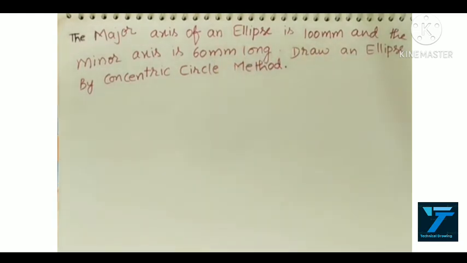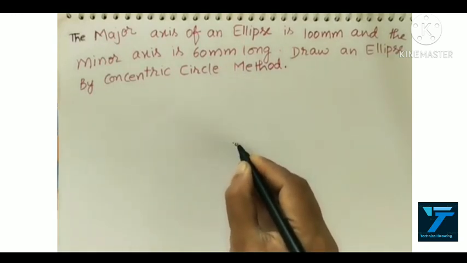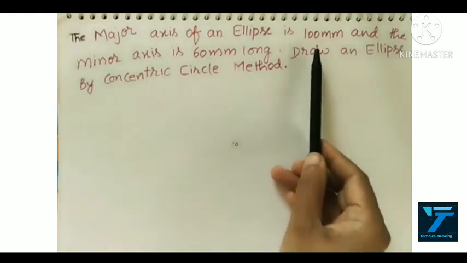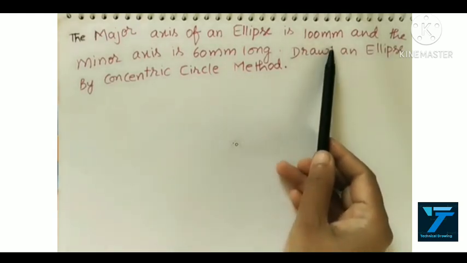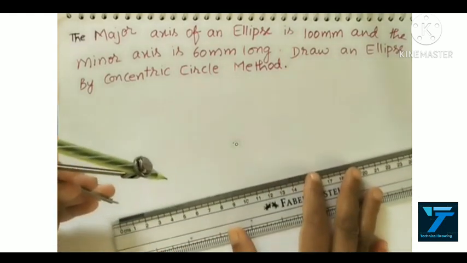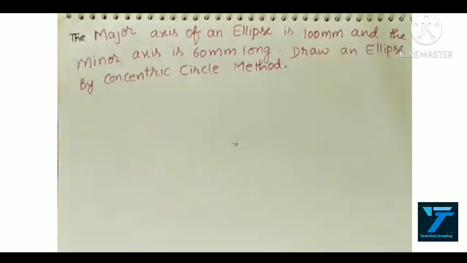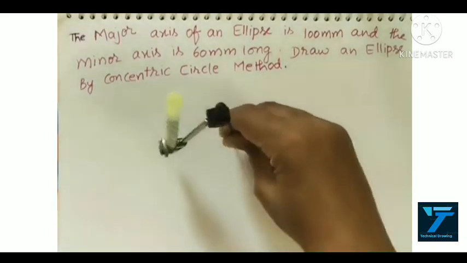For drawing the circles, first mark one center. I am taking O. With O as center, draw the 10 centimeter diameter circle. 10 centimeter diameter means 5 centimeter radius. By using a compass, take 5 centimeter radius, and with O as center, draw one circle.